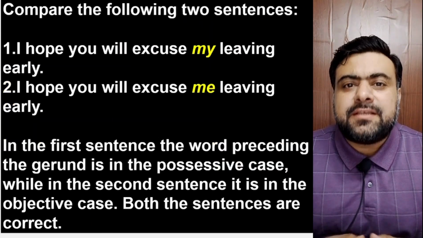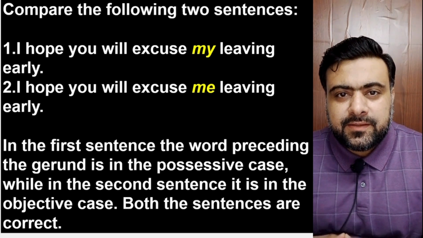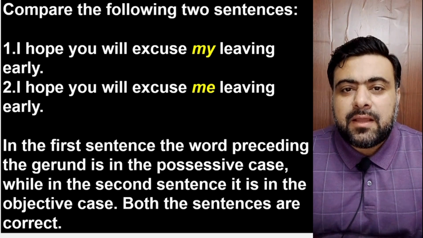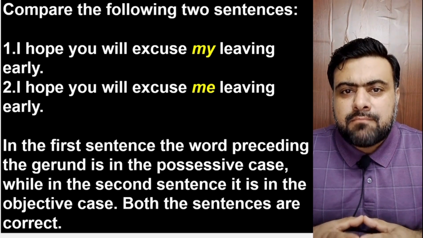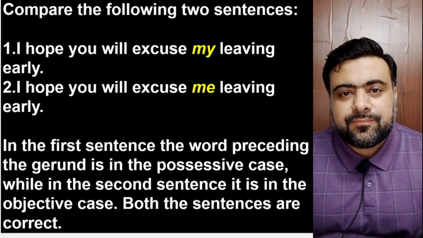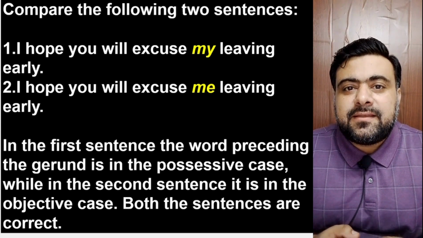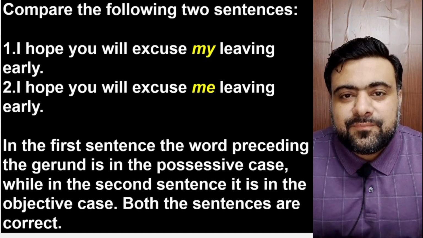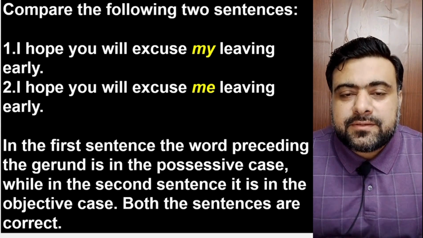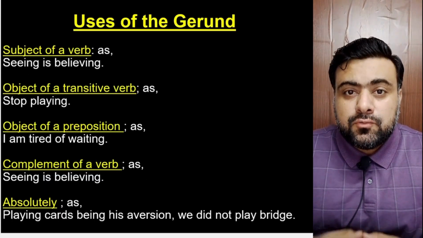Now read and compare these two sentences. Number one, I hope you'll excuse my leaving early. Number two, I hope you'll excuse me leaving early. Now in the first sentence, the word my is in the possessive case and it is followed by a gerund, leaving. And in the second sentence, the word me is in the objective case and it is again followed by a gerund. They are both correct. You can communicate this idea by using both structures.